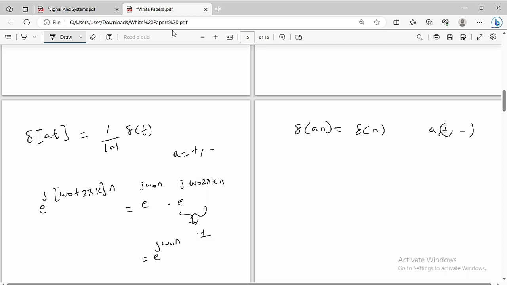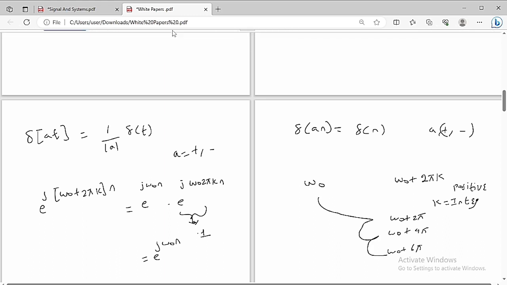So what I am trying to tell you is, suppose one signal is in the discrete time domain. I am telling you only the case of the discrete time domain. If one signal has the frequency omega naught, and the other signal has the frequency omega naught plus 2 pi k, where k is a positive integer, so omega naught plus 2 pi, omega naught plus 4 pi, and omega naught plus 6 pi, all the signals will have the same graph. The graph is going to remain the same.